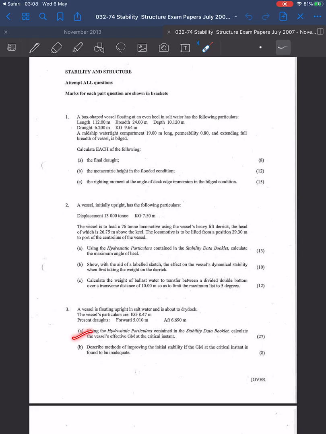Part A of the question says, using the hydrostatic particulars contained in the stability data booklet, calculate the vessel's effective GM at the critical instant. Part B says, describe methods of improving the initial stability if the GM at critical instant is found to be inadequate.